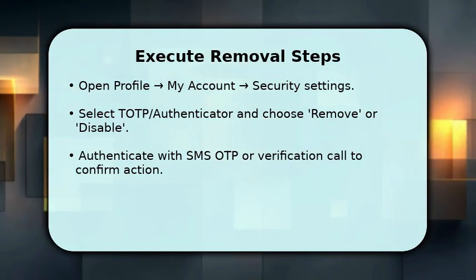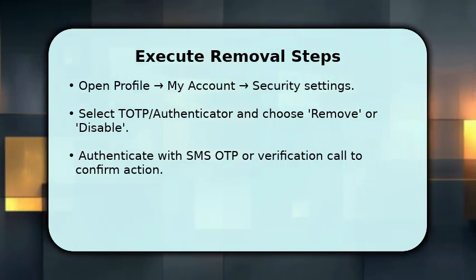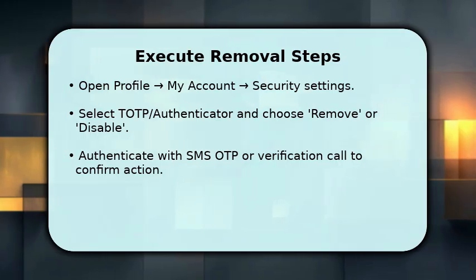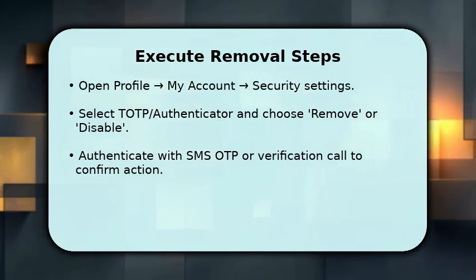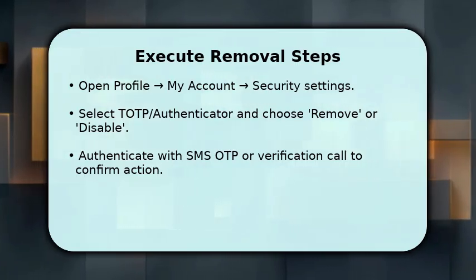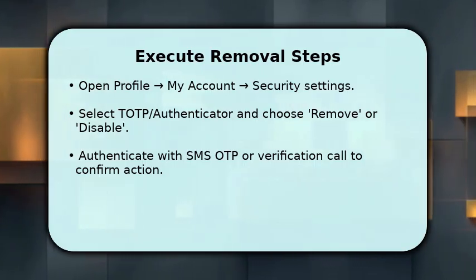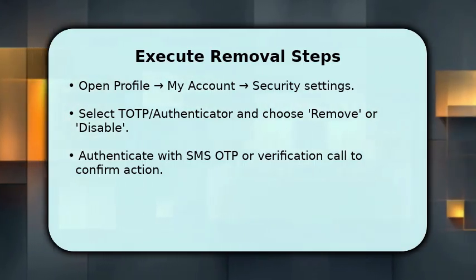This triggers a secondary verification. Zerodha sends an SMS OTP or places a verification call to your registered number. Enter that code promptly. After verification, the platform will show a confirmation modal explaining effects and backup options. Read it. Confirm removal, and the system will unregister the TOTP token.